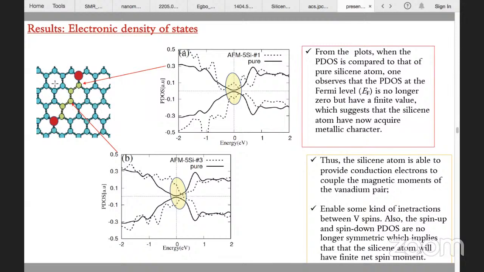They basically become metallic, which is quite interesting to us, because when we did the density of state calculation for all the other atoms here, they basically have the shape for pure silicon. They are basically non-magnetic. So we did the density of state calculation for all the atoms that are in between, and we discovered that they have acquired some kind of metallicity.